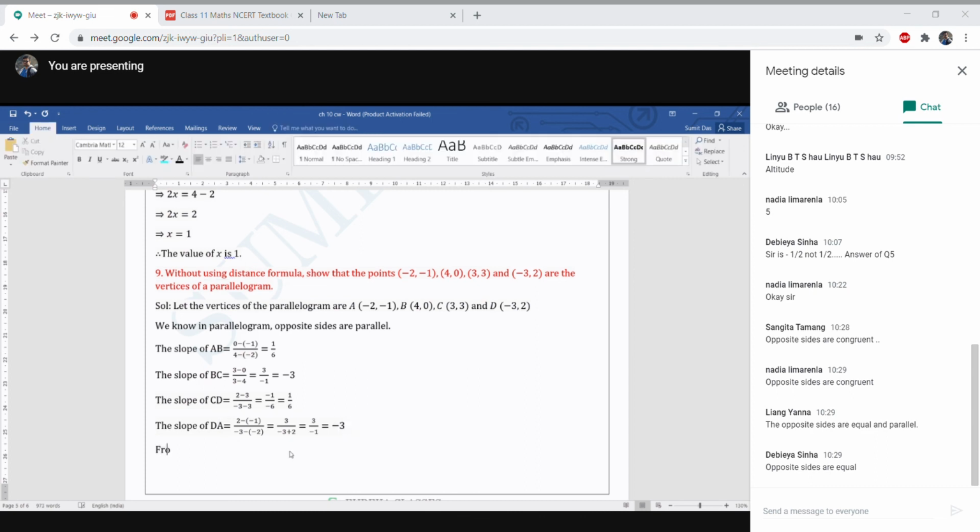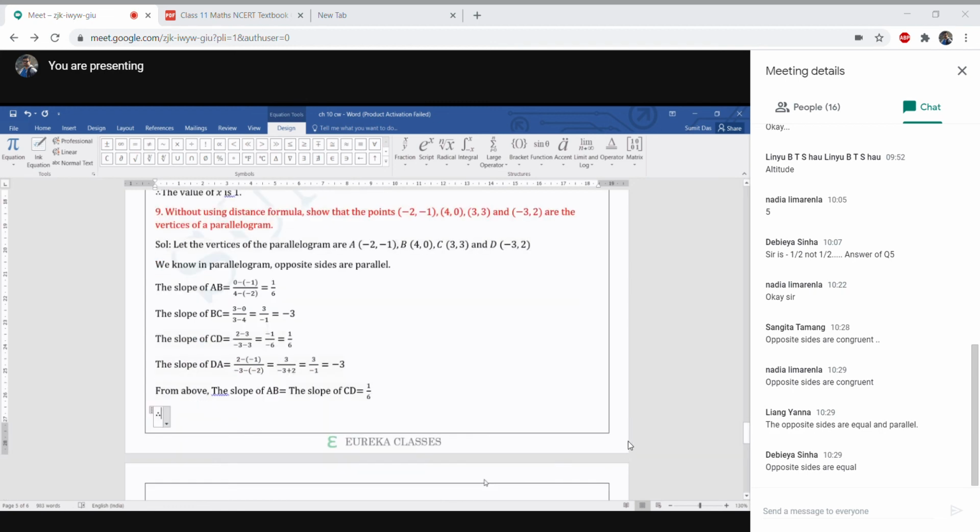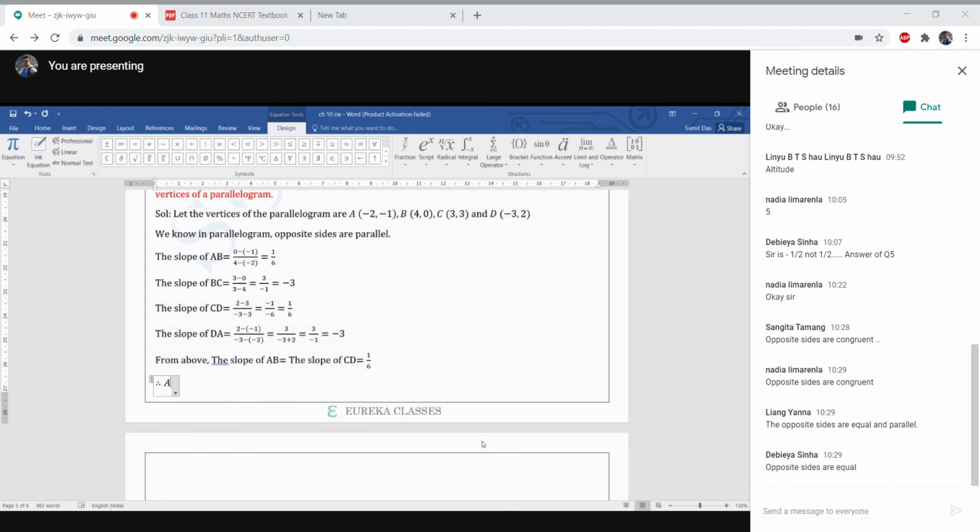We can write from above, slope of AB is equal to slope of CD, which is equal to 1 by 6. Therefore, AB is parallel to CD.